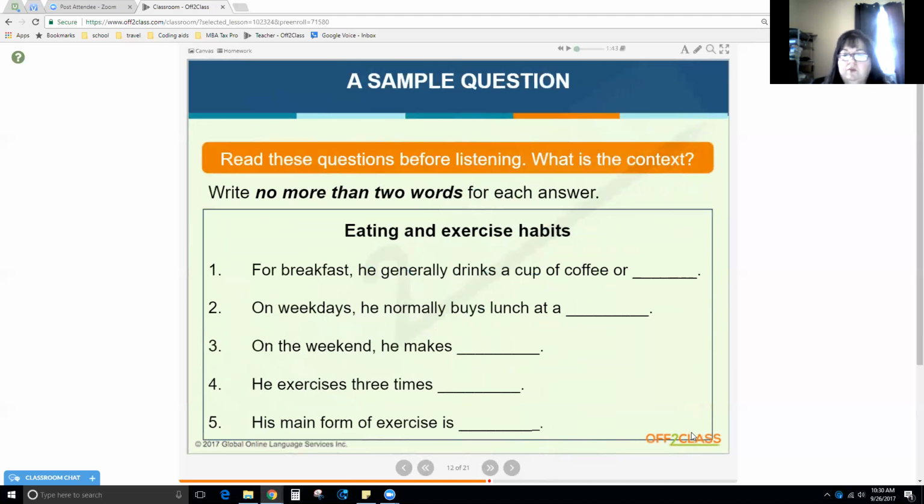For breakfast, he generally drinks a cup of coffee or something. On weekdays, he normally buys lunch at a. On the weekend, he exercises 3 times, and his main form of exercise is.